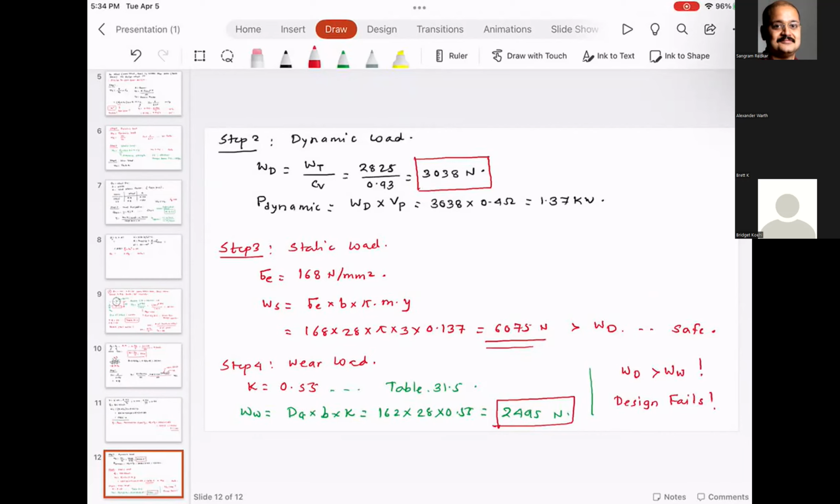So I just want to tell you that if you look at this problem worked out in the book, they got this step wrong. They say that it is safe. It is not safe, because in this case, the wear load Ww is less than the dynamic load, which means this gear, this design is going to fail. Now there are two choices at this point, and I will explain what the choices are.